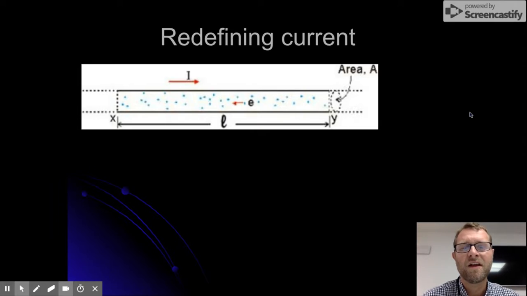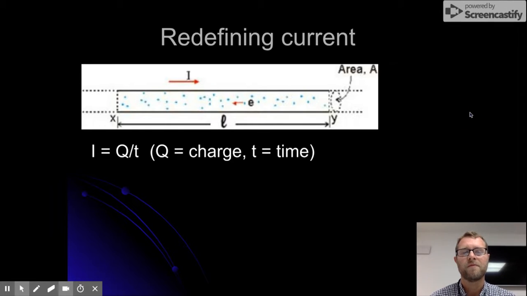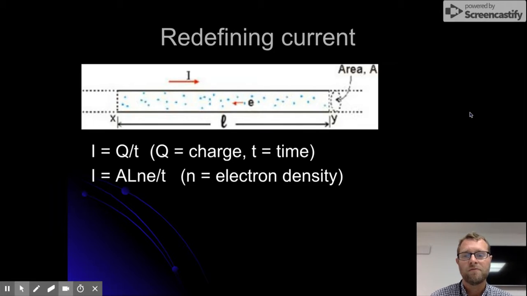Remember, current is the flow of charge per unit second. If I consider it in the context of drift velocity, I'm going to work like this. Current is charge divided by time. Now, the amount of charge passing by is going to be the area of the wire multiplied by the length of the wire, multiplied by the electron density, the number of electrons per meter cubed, multiplied by the charge of the electron, divided by time.